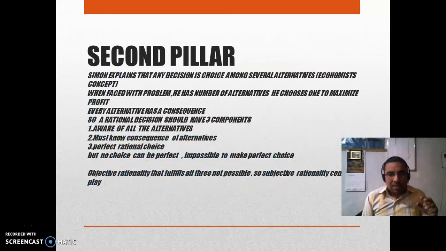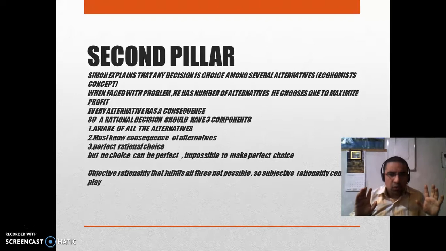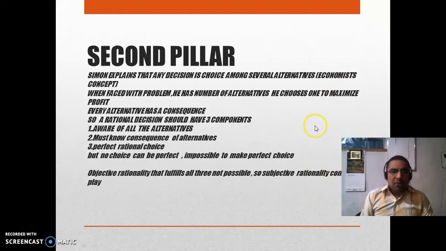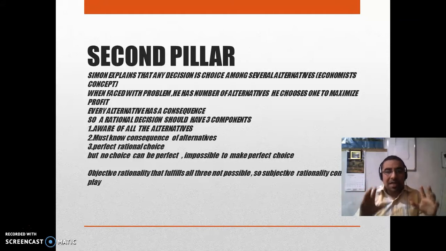Now, coming to the second pillar, a very important pillar. Simon explains that any decision is a choice among certain alternatives, what we have been discussing so far. Now, this choice among certain alternatives is made to maximize the profit. It is a concept of economics. Fine. Whenever we have a problem, we have a lot of alternatives and we choose one to maximize the profit. It is the concept of economics.